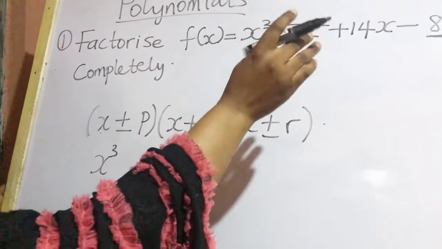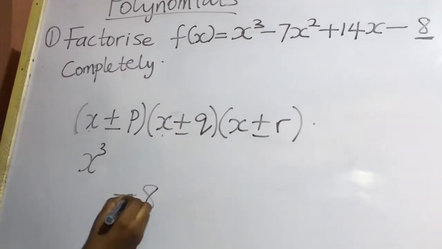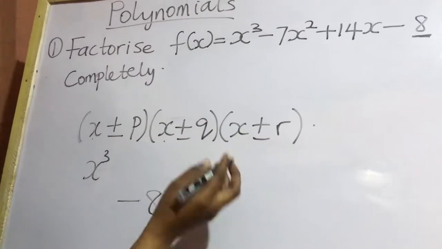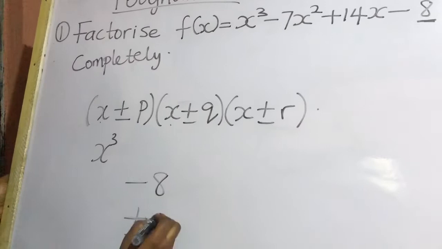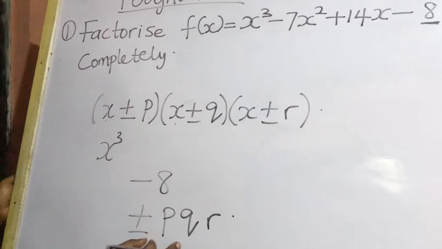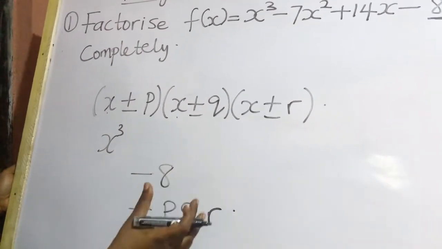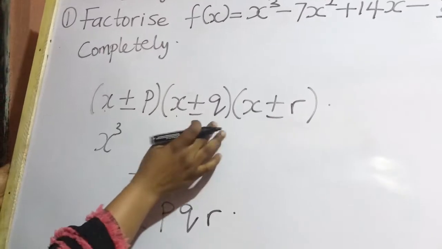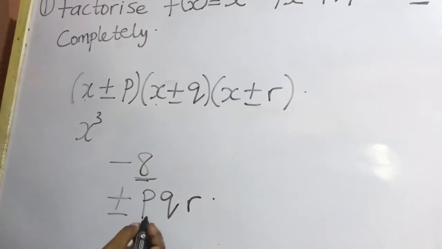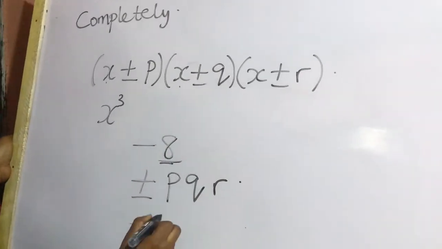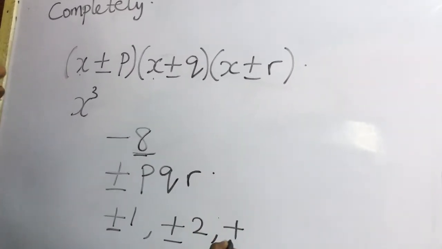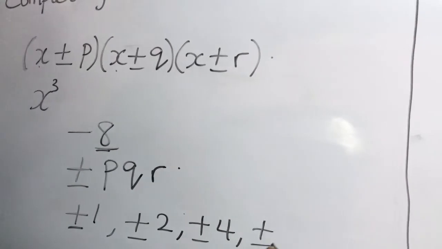Now, the last term of that polynomial is minus 8. That means if you multiply those factors together, the last term will be plus or minus pqr. It means that p, q, r must be factors of minus 8. So for us to know the values of p, q, and r, we have to look for the factors of minus 8. So p, q, r could be plus or minus 1, plus or minus 2, plus or minus 4, and plus or minus 8.